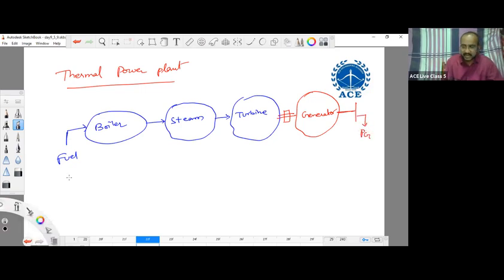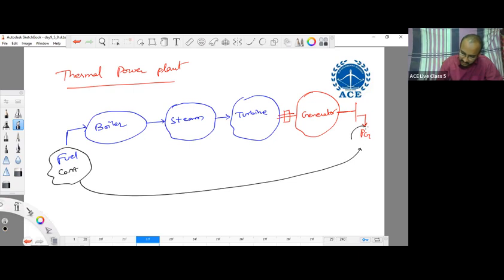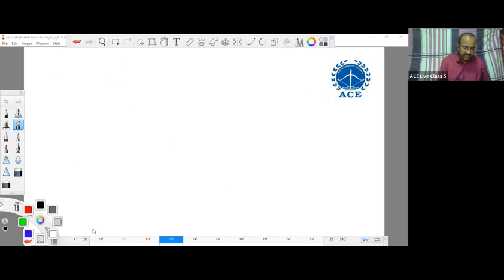Now, how do you relate this fuel cost? We should build the relation between this fuel cost and power generation. An equation is to be formed between the fuel cost and the power that is to be generated by the generator. That is known as the fuel cost equation. So what is the fuel cost equation in case of a thermal power plant?